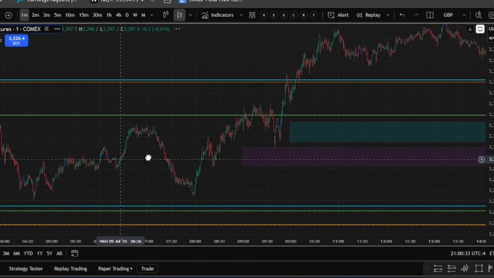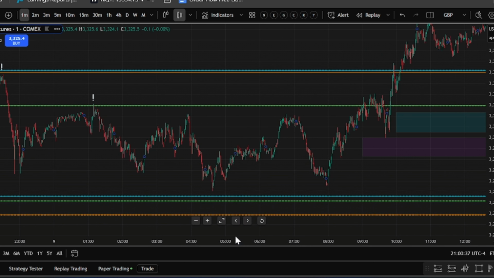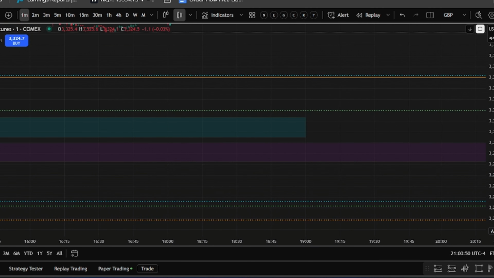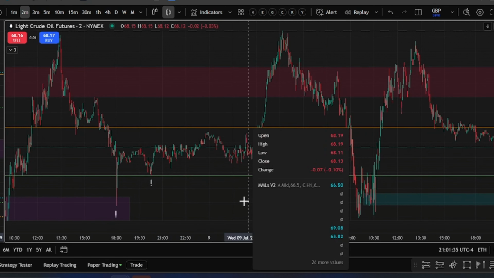Let's see if you got any pre-market action as well or no here. So yeah, you see price dropped from this level, came back to retest it and dropped as well. So all these levels are pre-calculated, right? So yep. All right. So now let's see on oil.